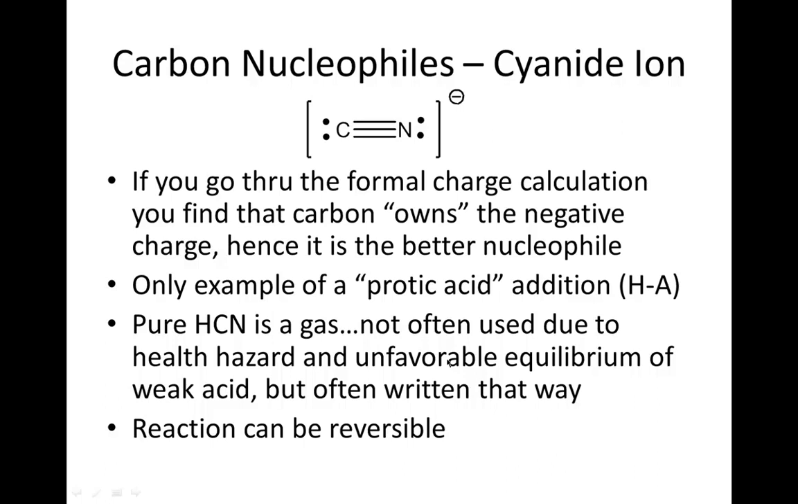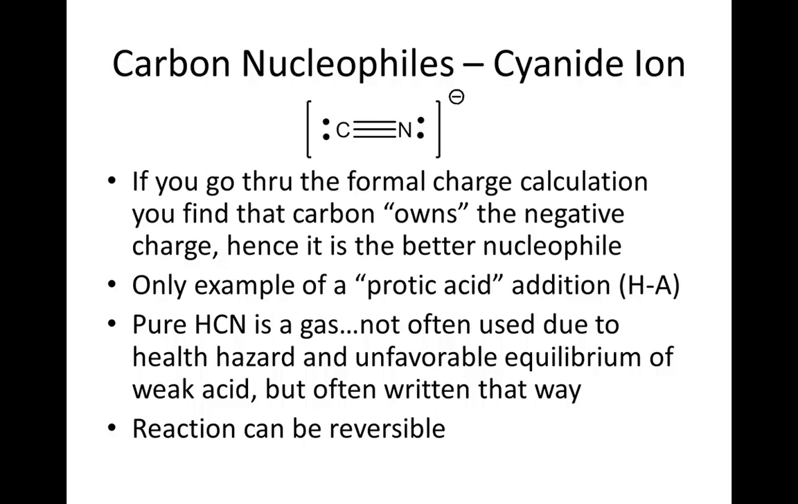So now let's talk about cyanide ion. If you look at the formal charge argument about cyanide ions, you can figure out that the carbon is the species in here that owns the negative charge. And so that's going to be the more nucleophilic end of this ion.